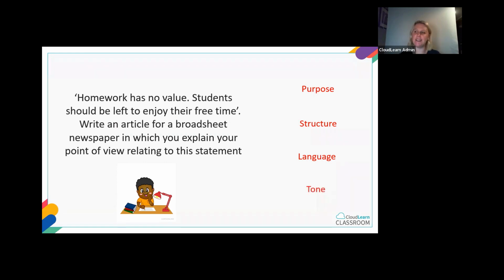And the tone, lastly, the tone of this piece. What kind of tone are we talking? Homework has no value. Students should be left to enjoy their free time. A strong tone. Good description there. I like that adjective, a strong tone. Yeah, you're going to come across as very formal, very persuasive with a strong tone. Yeah, again, a serious tone. No chattiness, no jokes, no liveliness here. It's going to be information given to you in a strong manner. I like that word strong. I really like that one. That's good. Thank you very much.